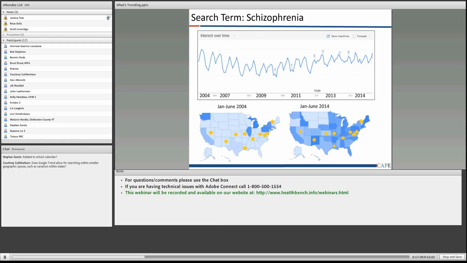Oh, we've got Courtney. Does Google Trends allow for searching within smaller geographic spaces, such as variation within states? Yes, they do, and I'm going to have an example coming up.